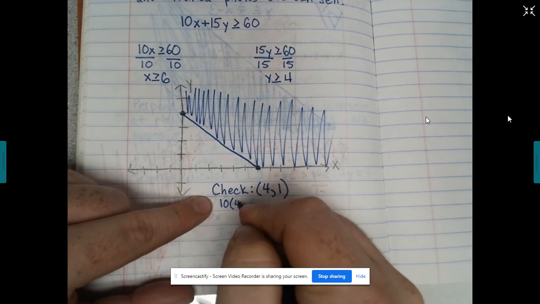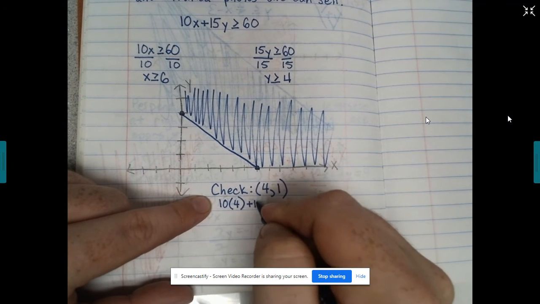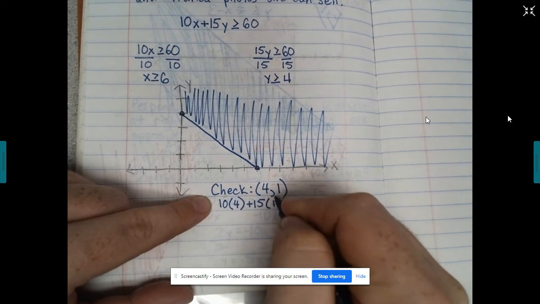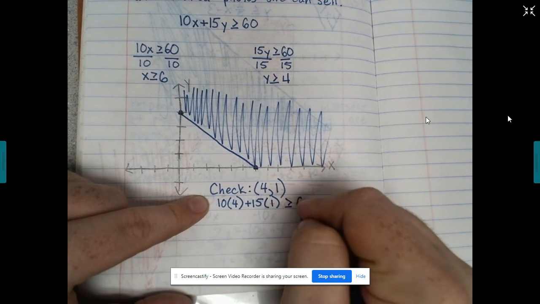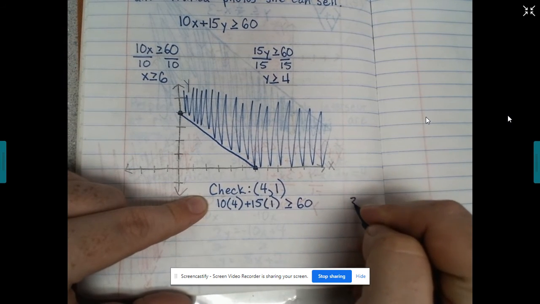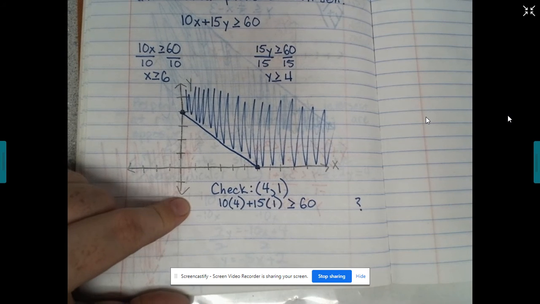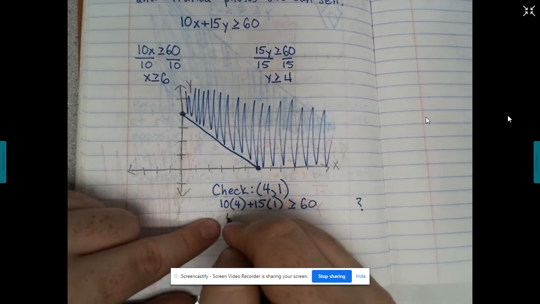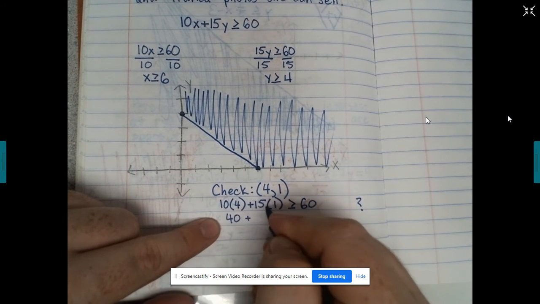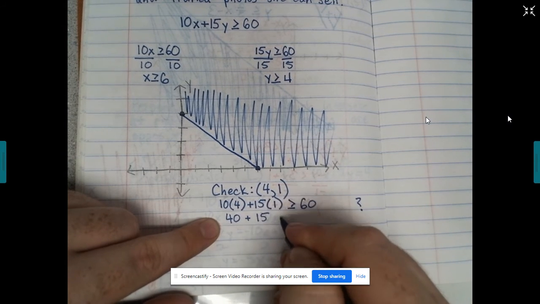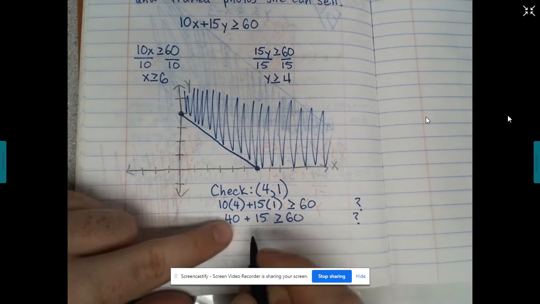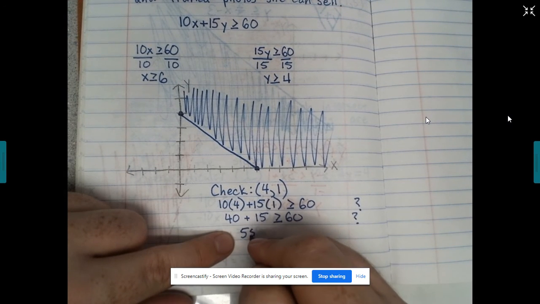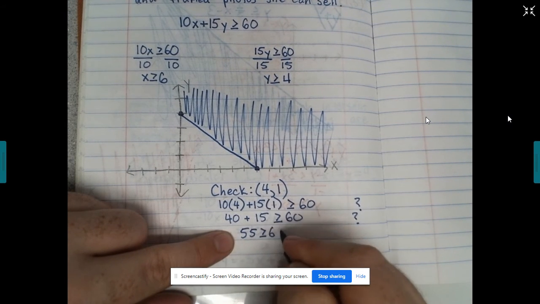$10 per poster. We sold 4 posters in this scenario, plus $15 for the one photo. Is that greater than or equal to 60? So we want to know, is it greater than or equal to 60? Let's find out. 10 times 4 is 40. So she's making $40 from the posters, and we know she's making $15 for the one framed photo. Is that greater than or equal to 60? Well, that comes up to be 55 is greater than or equal to 60.